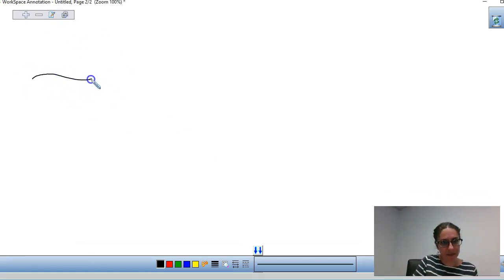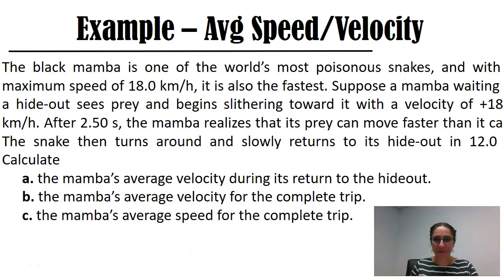So here's my snake. Let's give it a nice little black mamba. So this is a black snake. Color it black. There we go. Give it some nice eyes here. That came out way better than I thought. Not bad. Okay, so there's our snake. With the maximum speed of that, it's also the fastest. So this just tells us its maximum speed. It doesn't mean it's actually going that speed. So sometimes you're given useful information, sometimes it's not.